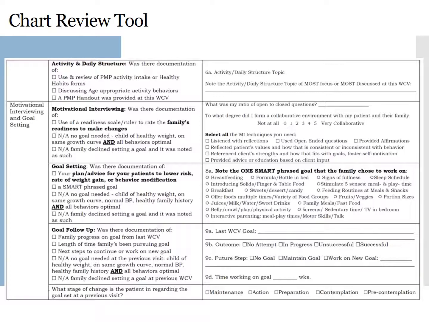There's also a portion here on goal follow-up. While this may not be pertinent to the current visit for a child, there may have been a visit in the past, the most recent one, that the family made a goal and you should follow up on. Again, there may not have been a goal set, or the family declined on setting a goal at the previous visit. Either way, following up on that to see what the outcome and progress was around the goal that they've made. Within the goal follow-up, if they did decide to choose a goal and to work on it, figuring out what stage of change the patient is in regarding the goal set at the previous visit. If they were able to maintain the goal, if they're working on it actively in action, preparing for it, thinking about it in contemplation, or starting to think about it in the pre-contemplation, noting what phase that family is at.